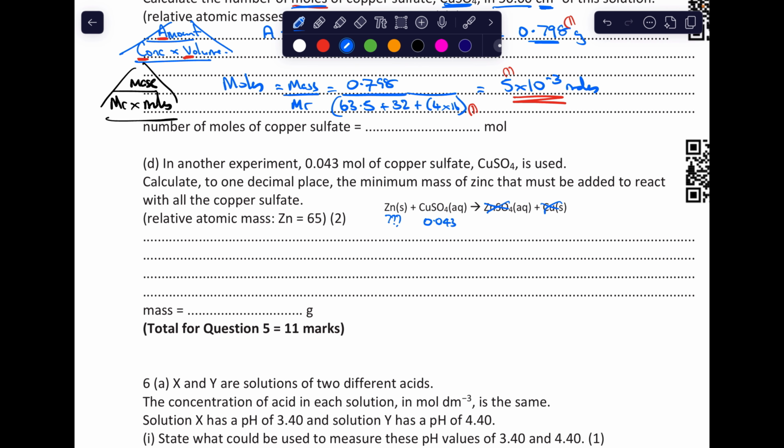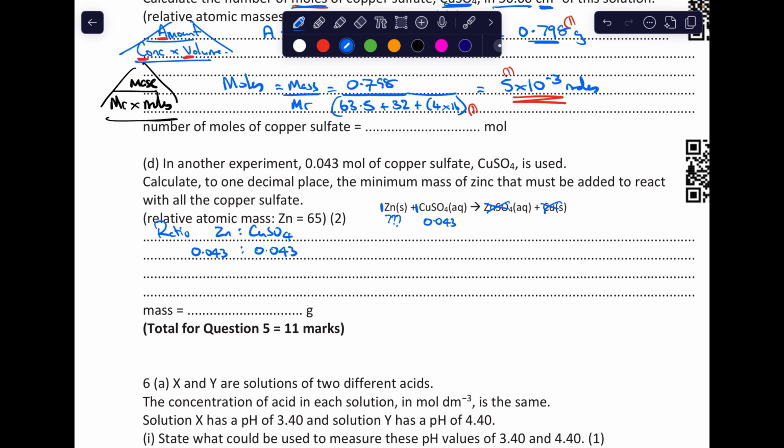Okay, so first thing to do here is that the ratio in this equation, there is 1 of this and there is 1 copper sulfate. So the ratio is 1 to 1. So zinc to copper sulfate is just a 1 to 1 ratio. And that means that if I've got 0.043 moles of this, I'm going to have 0.043 moles of the zinc. So I now know how many moles of zinc I've got. All I need to do is work out the mass.